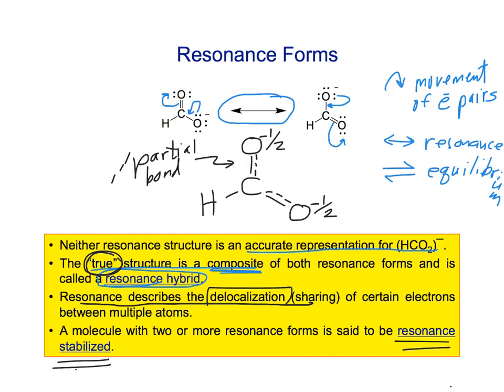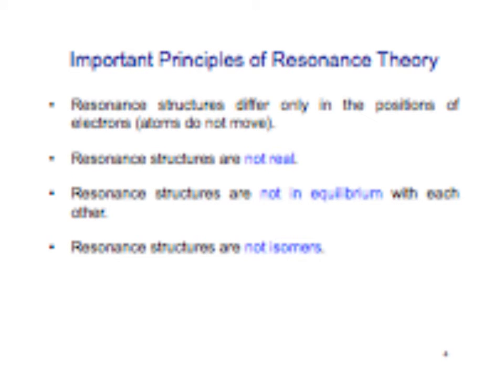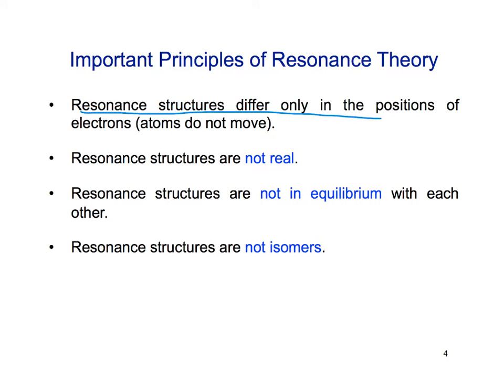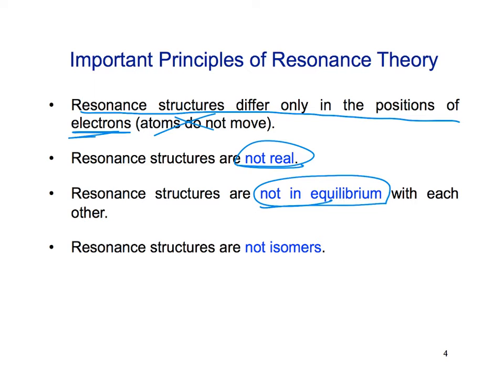All right, so let's look at important principles of resonance theory. All right, so in resonance theory, resonance structures differ only in the positions of the electrons. Okay, the atoms can't move. Resonance structures are not real, so the individual resonance structures are not real. The true structure is the hybrid. Resonance structures are not in equilibrium. Okay, the electrons are just spread, and the resonance structures are not isomers.